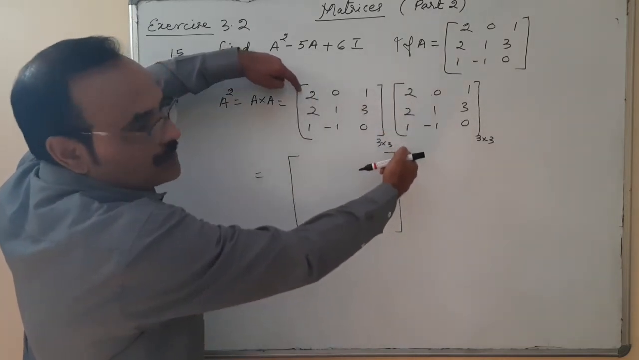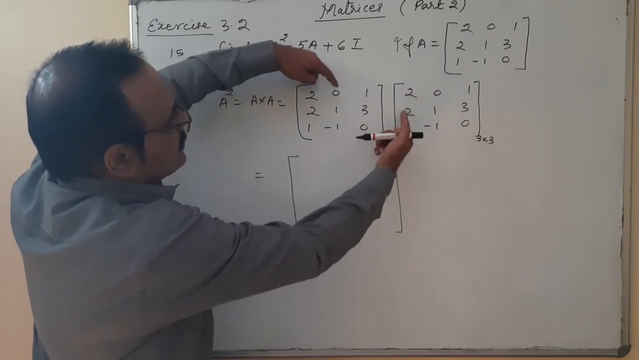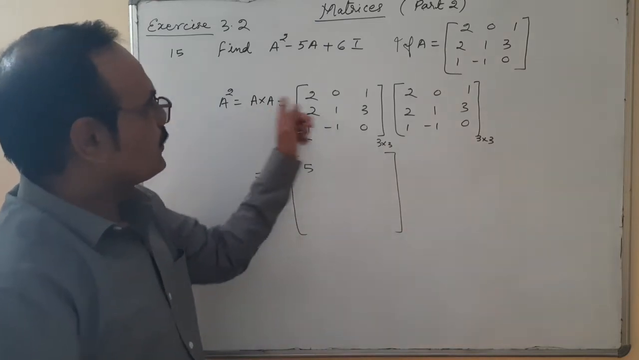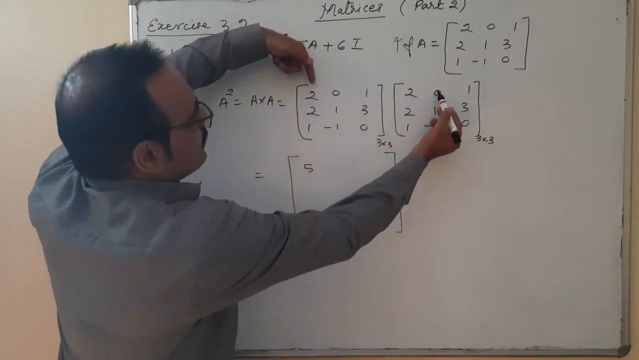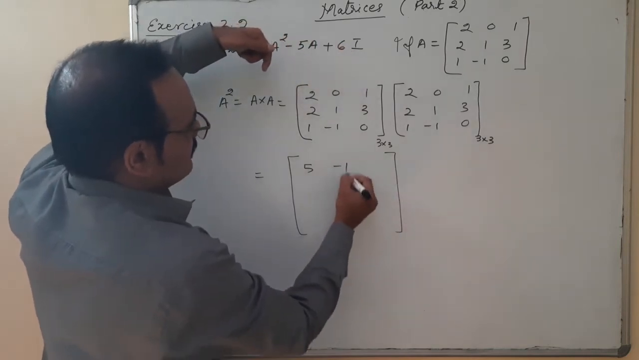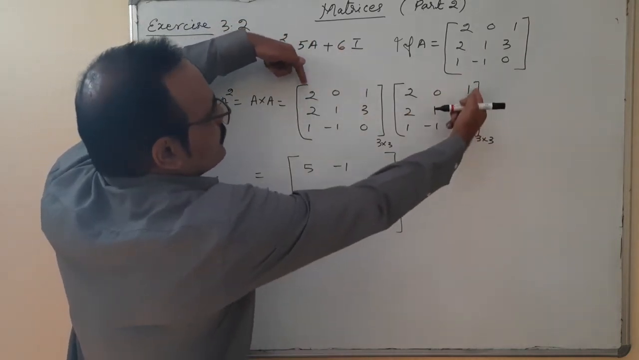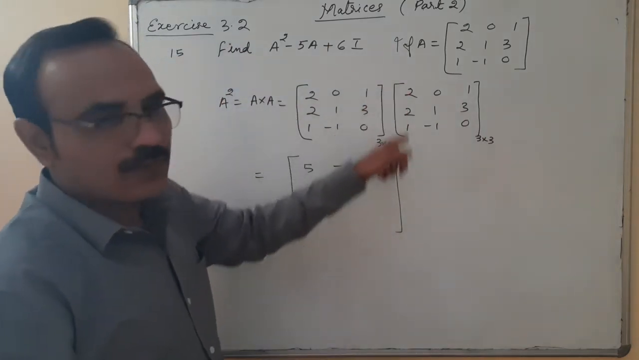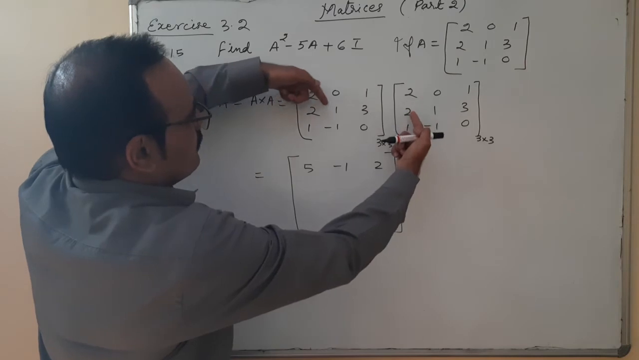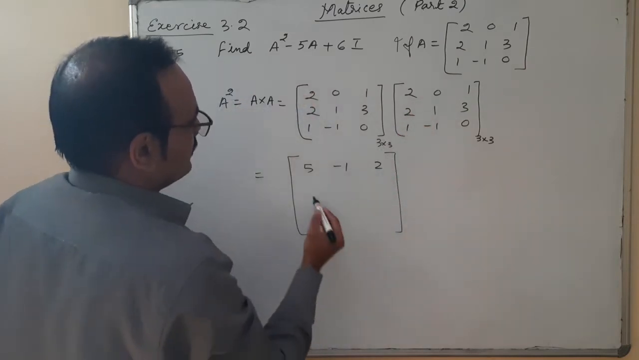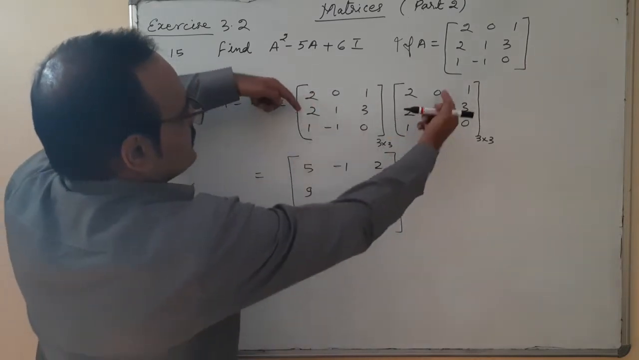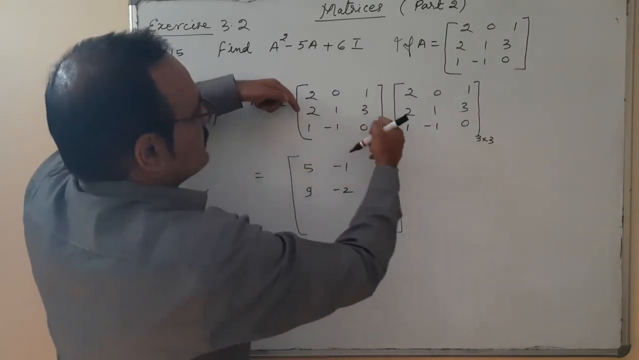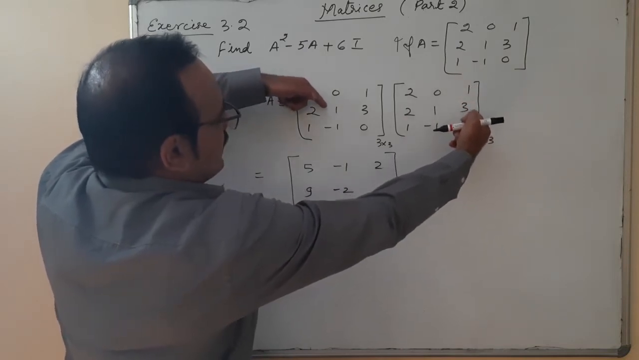First row multiplied by first column: 2 twos are 4 plus 0 plus 1, 4 plus 1, 5. Okay. First row, second column: 0, 0, minus 1. First row, third column: 2 plus 0 plus 0, that is 2. Second row, first column: 4 plus 2, 6 plus 3, 9. Second row, second column: 0, 1, minus 3, minus 2. Second row, third column: 2 plus 3, 5, 0.